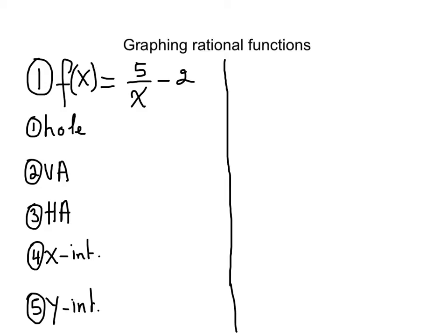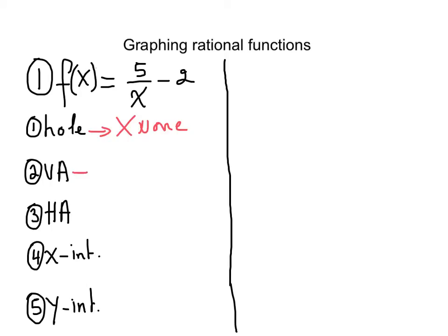Graphing a rational function. I have number 1 here, f of x equals 5 over x minus 2. This particular function, we have to find all 5 steps. Number 1, there's not going to be any hole, so there's going to be none. We didn't factor anything, we did not reduce anything.